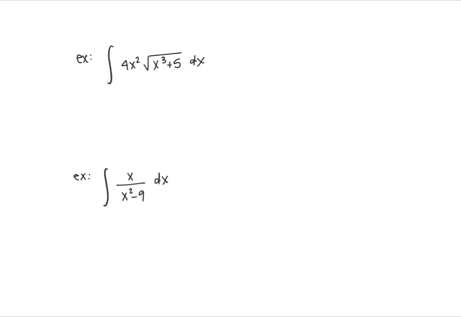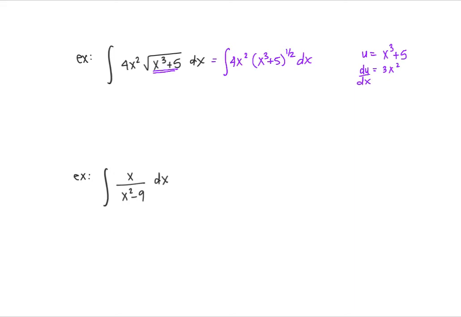Alright, so let's take a look at these. We've got something underneath a square root, so that's usually going to be your inside. But the first thing I'm going to do is rewrite this as 4x squared times x cubed plus 5 to the 1/2. I don't want to have square roots in there. So I'm going to let u equal x cubed plus 5. So du equals 3x squared.